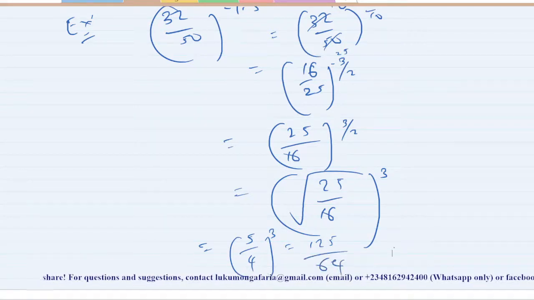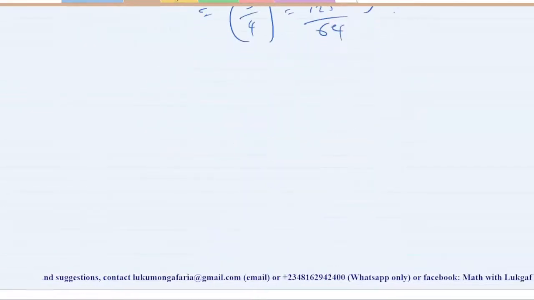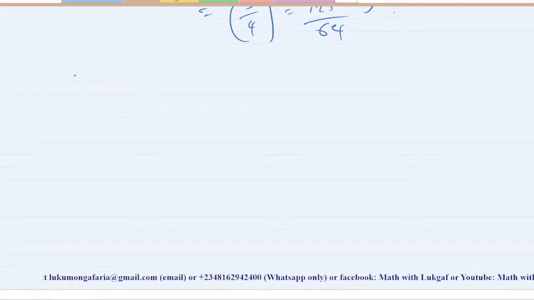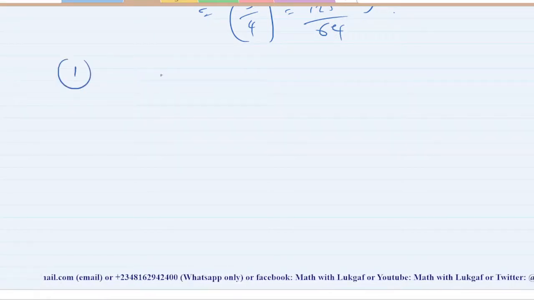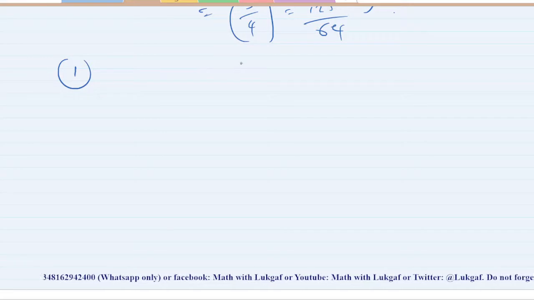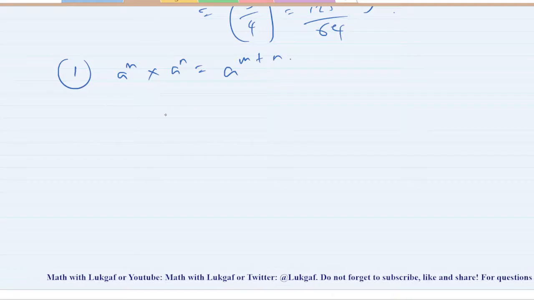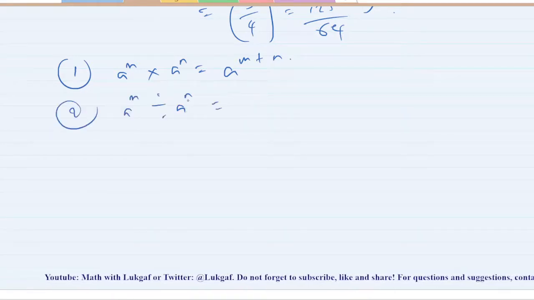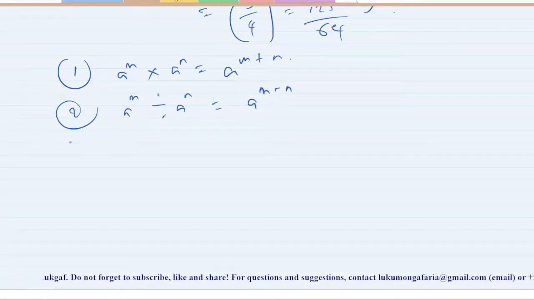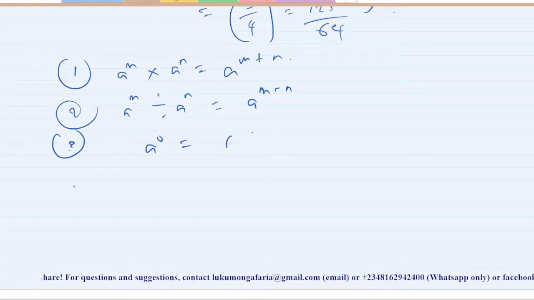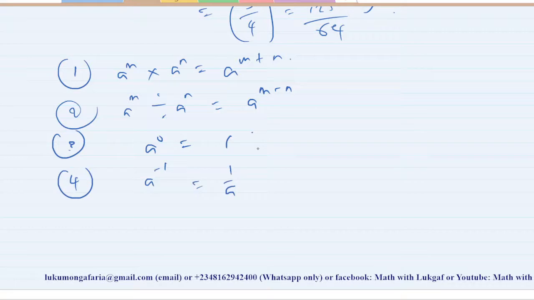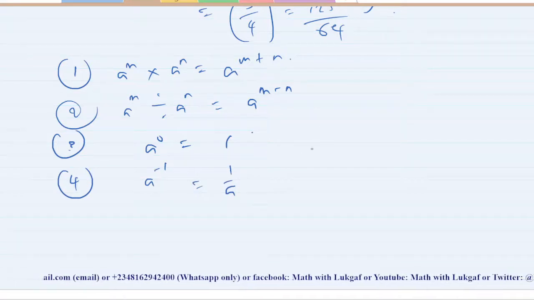If you understand that, let me summarize all the rules. The first one is the multiplication rule. When you have a raised to m, everything multiplied by a raised to n, is the same thing as a raised to m plus n. Likewise, when you have a raised to m divided by a raised to n, don't stress yourself. Just take a and you subtract the index. Then your zero index, a raised to 0 is 1. When you have a negative index, that is a raised to minus 1, that's 1 over a. Don't forget here, your a is not equal to 0.